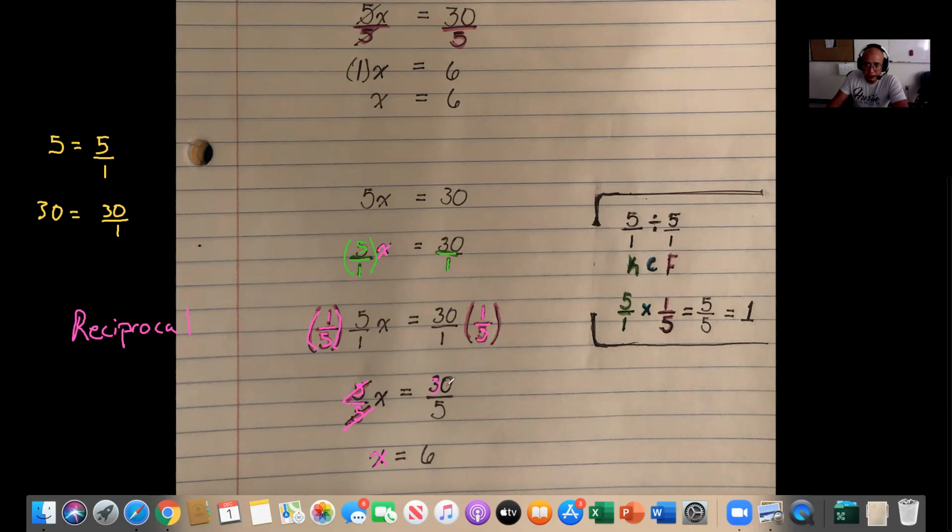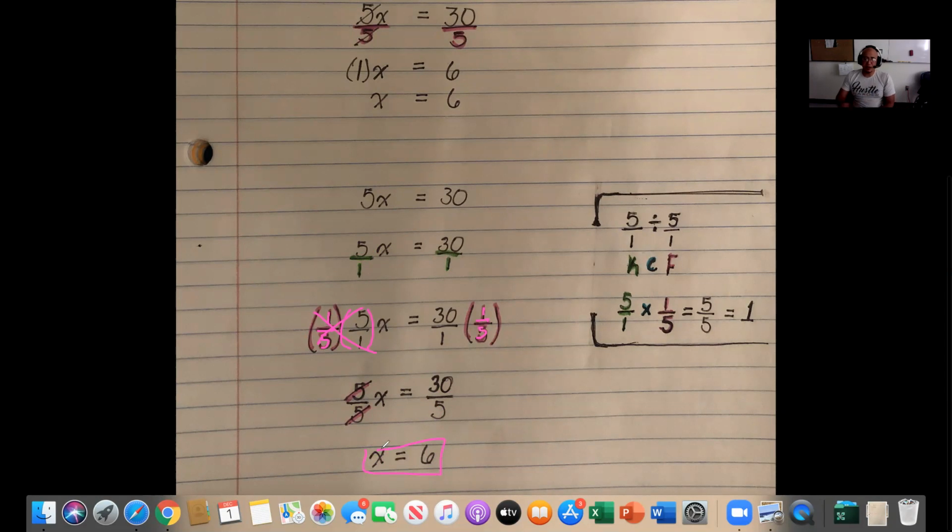30 times 1 is 30. 1 times 5 is 5. 30 divided by 5 is 6. Let me do that once again. So again, when I have a fraction, the way that I can get rid of a fraction is by multiplying that fraction times its reciprocal, its flipped version. In this case, 1/5. All right, that cancels everything there because it's just going to give me 1. And I just have to make sure I do the same thing to the other side. 30 times 1 is 30. 1 times 5 is 5. 30 divided by 5 is 6. x is equal to 6.